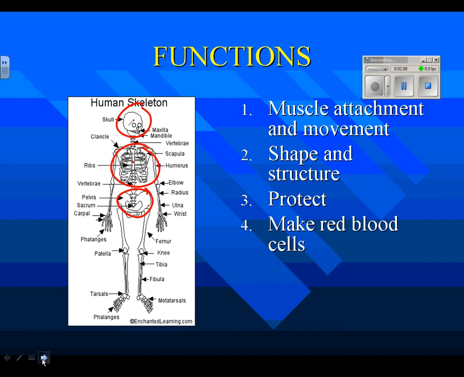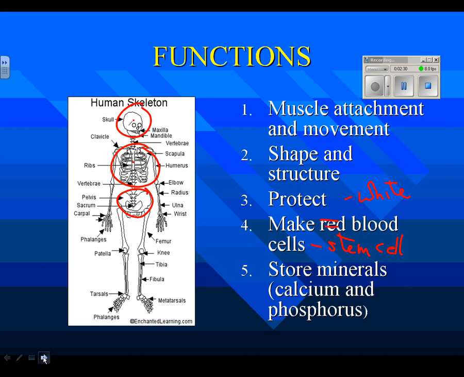One of the functions is to make red blood cells, and we've talked about this a little bit before. The stem cells for red blood cells are found in the bone marrow, and we probably should just say blood cells, because white blood cells called B cells are also made in the bone marrow. And the last one, and the one people forget a lot, is that the job of the skeleton is to store minerals. Minerals like calcium and phosphorus are stored in the bones for use later, and we'll talk later on about what calcium and phosphorus are used for in the body.